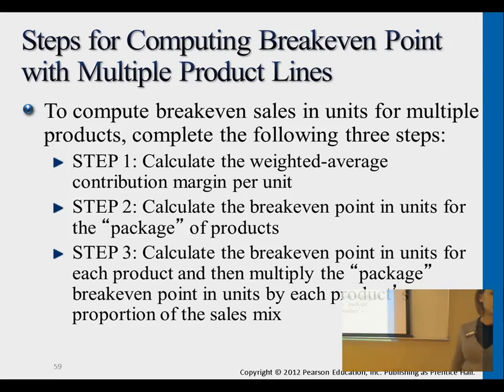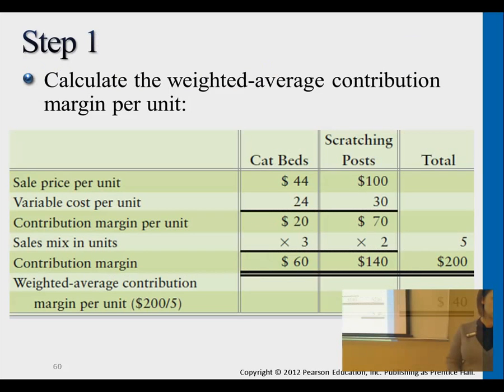First, we calculate the weighted average contribution margin per unit, then the break-even point in units for the package of products, right, for that number of products together. And then we'll calculate the break-even point in units for each product. What we're going to do is multiply that bundle, that package, break-even point in units, by each product's proportion of the sales mix. Okay? So the best is to look at the example. What does it mean?